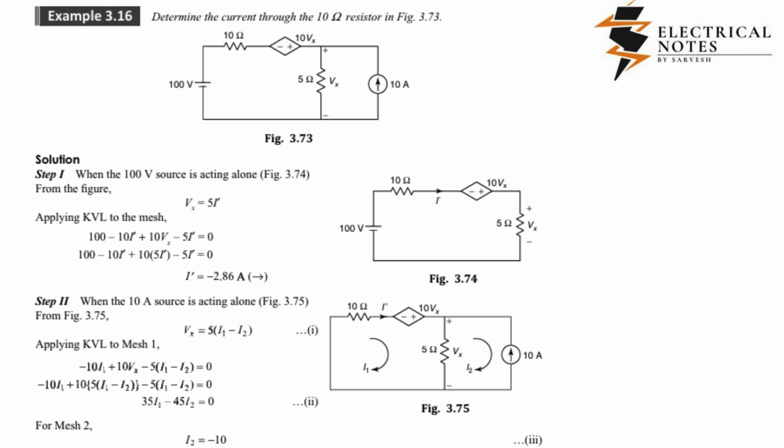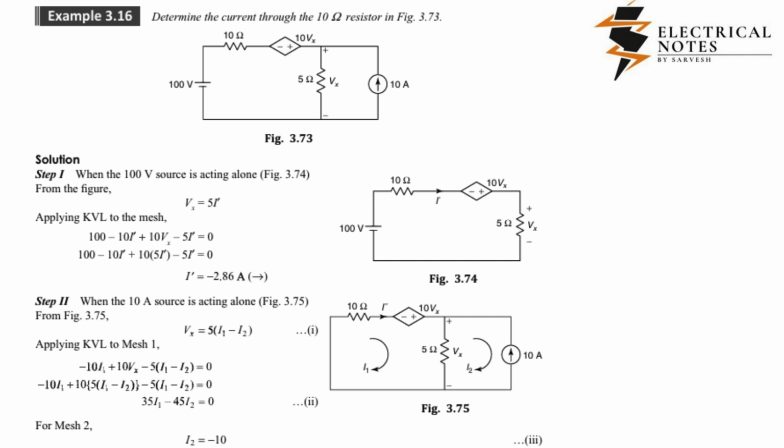Step 1: when the 100V source is acting alone, figure 3.74. From the figure, Vx equals 5I. Applying KVL to the mesh: 100 minus 10I plus 10Vx minus 5I equals 0. 100 minus 10I plus 10(5I) minus 5I equals 0, which gives I2 equals 86.